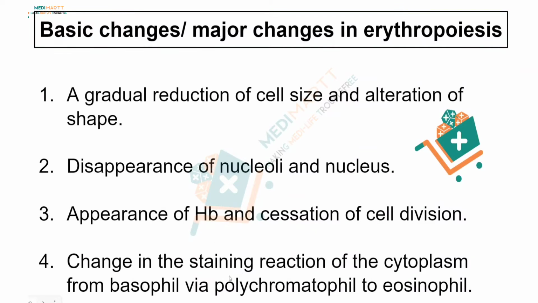Then there is a change in the staining reaction of the cytoplasm from basophilic via polychromatophilic to eosinophilic. As we saw, in the first stage the cytoplasm was basophilic. Then in the second or third stage, the polychromatophil stage, the cytoplasm was polychromatophilic. Then in the last stage, the cytoplasm was eosinophilic.